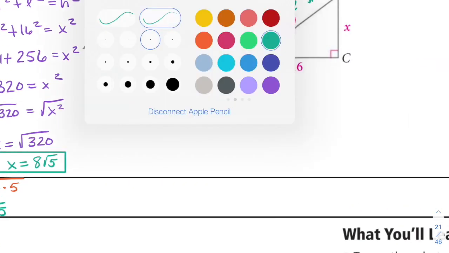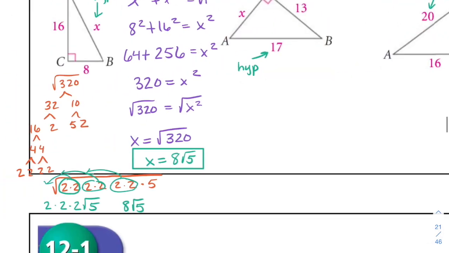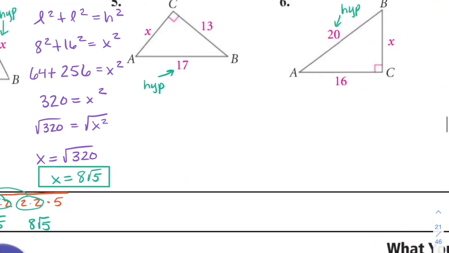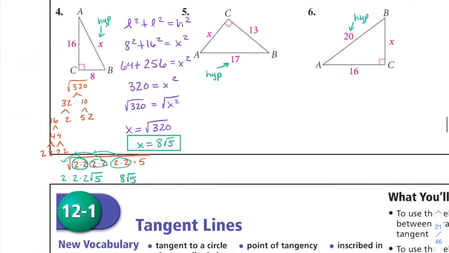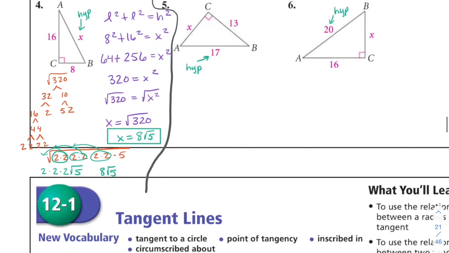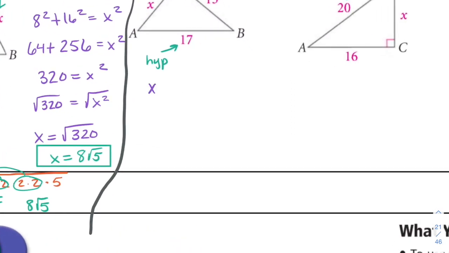All right, this next one, going to put a divider in here so that we can separate the work. All right, this next one, we will do x squared plus 13 squared equals 17 squared. So we have x squared plus 169 equals 17 squared, which is 289.